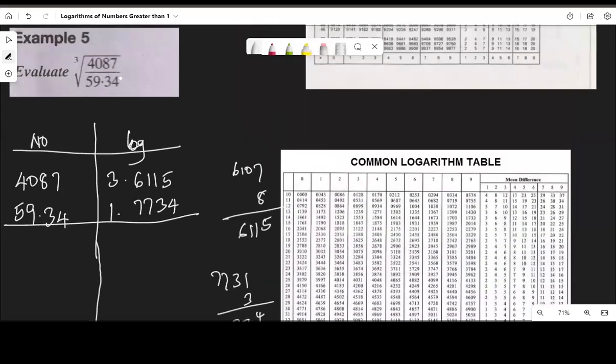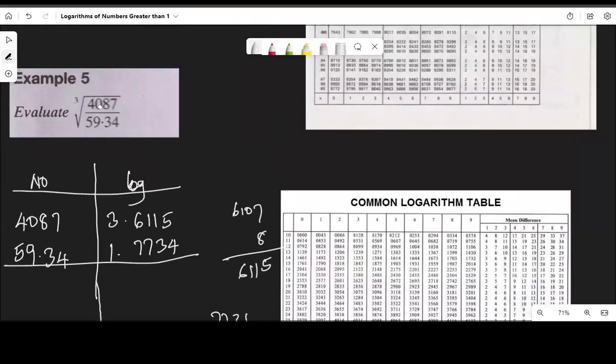Now, the question, you have 4087 divided by 59.34. So because we are dividing this number, we subtract their logarithm. 5 minus 4 is 1. We borrow 1 to this, that is 11. 11 minus 3 is 8. And this one remains 0. Borrow 1 to that, that is 10. 10 minus 7 is 3. This one remains 5. Borrow 1 to that, that is 15. 15 minus 7 is 8. This remains 2 because we borrowed from it. 2 minus 1 is 1.